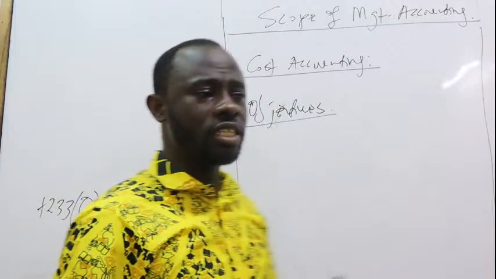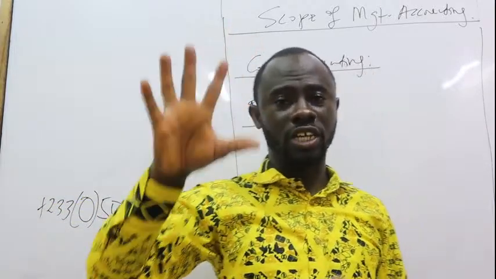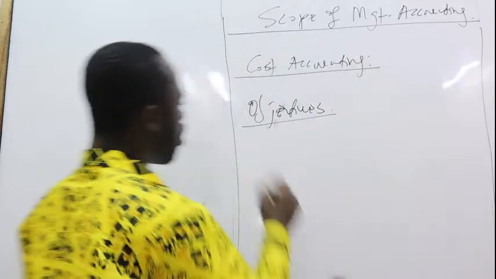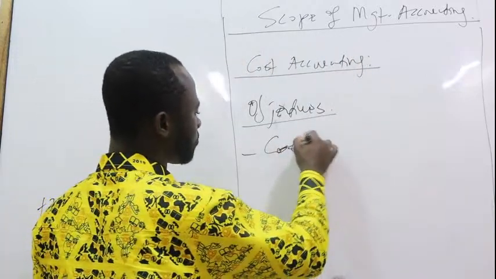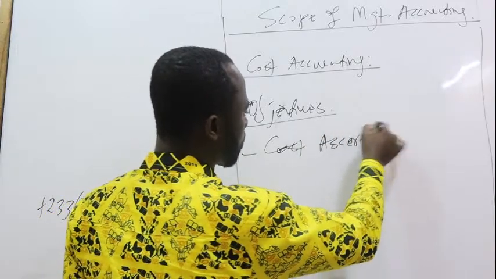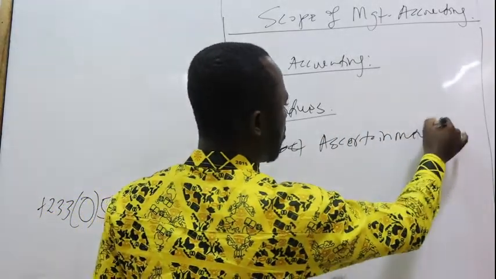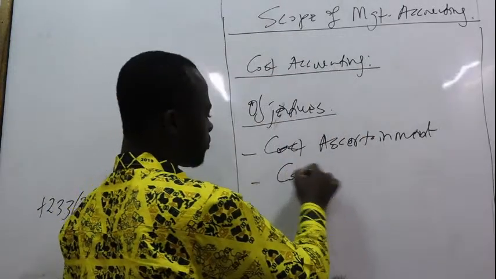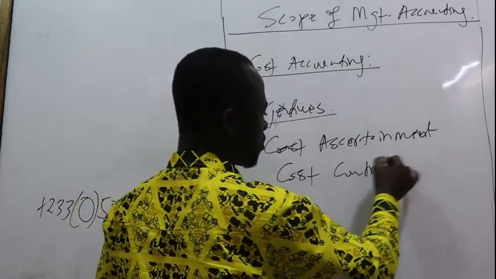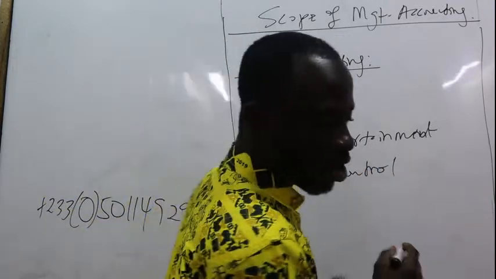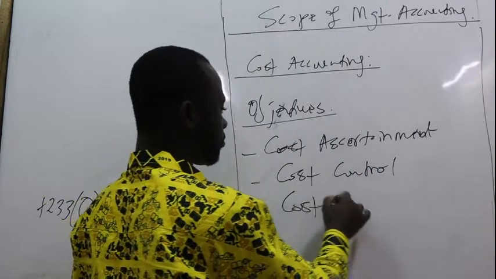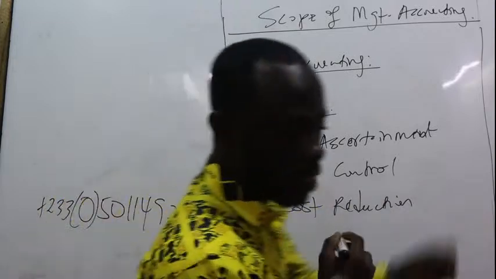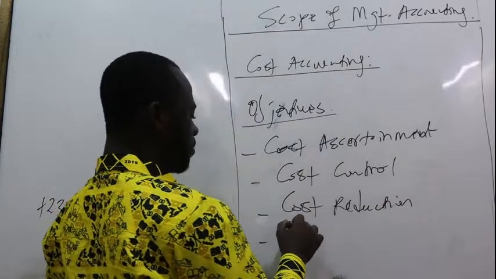So, objectives of cost accounting. There are 5 objectives of cost accounting you need to understand. Let's look at them one after the other. 1, cost ascertainment. 2, cost control. 3, cost reduction. 4, fixation of selling price.